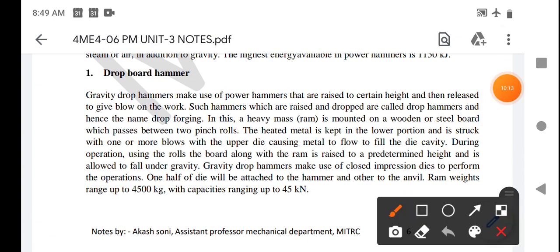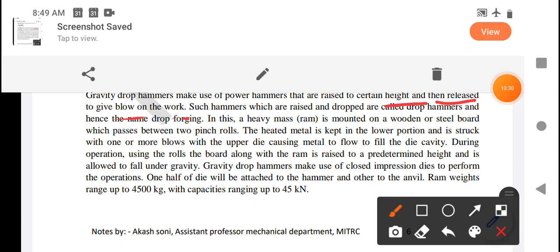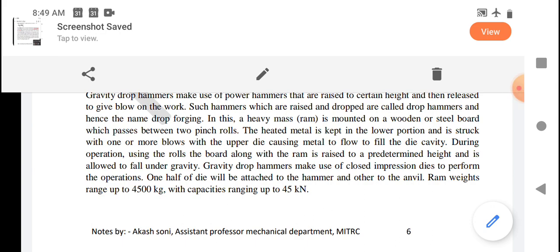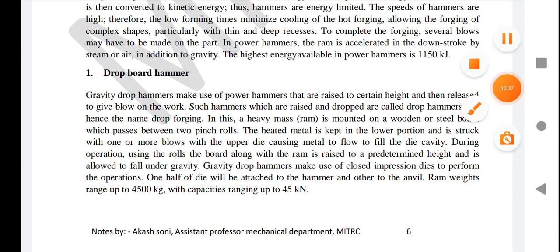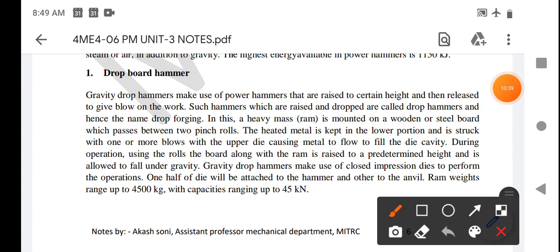A drop hammer makes use of a power hammer that is raised to a certain height and then released to give a blow on the work. Such hammers which are raised and dropped are called drop hammers, and hence the name drop forging.